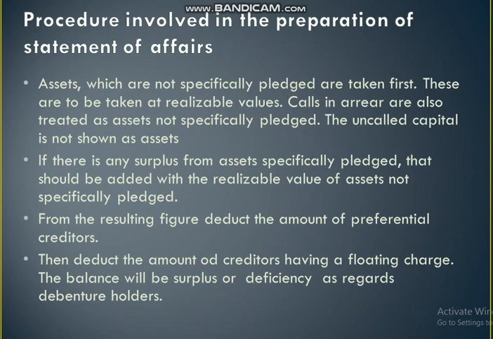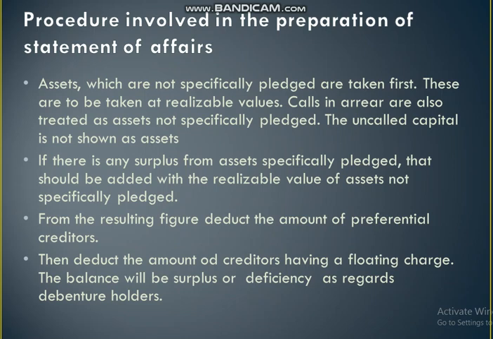Second, if there is any surplus from assets specifically pledged, that should be added to the realizable value of assets not specifically pledged. And the third one is, from the resulting figure, deduct the amount of preferential creditors. And the fourth one is, then deduct the amount of creditors having a floating charge. The balance will be surplus or deficiency as regards debenture holders.